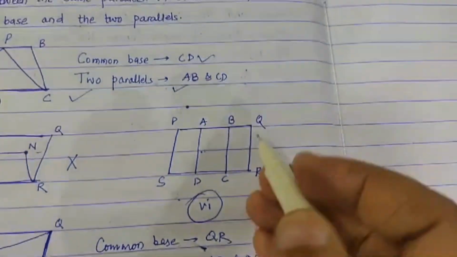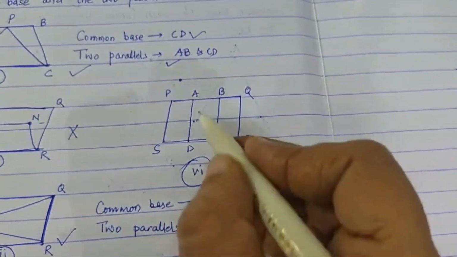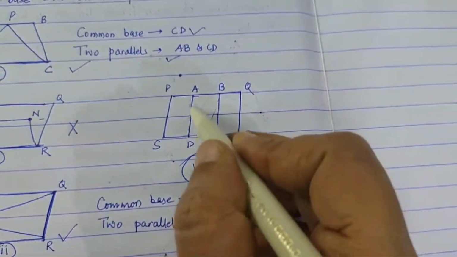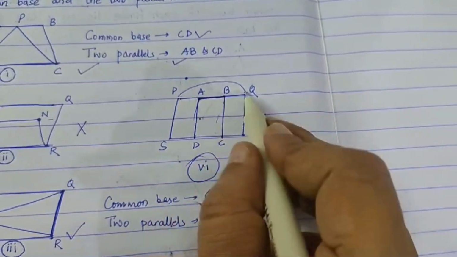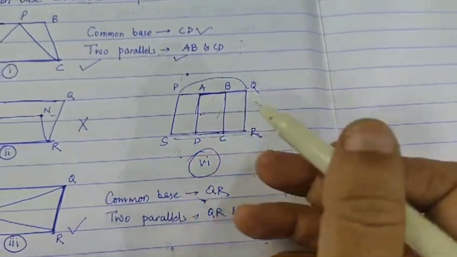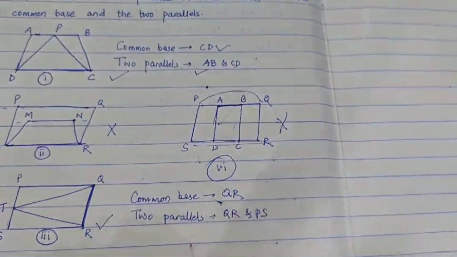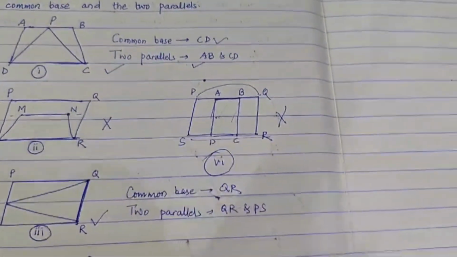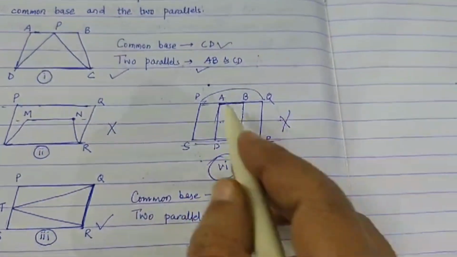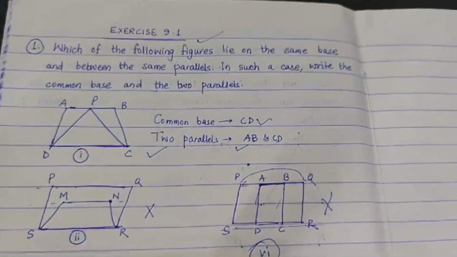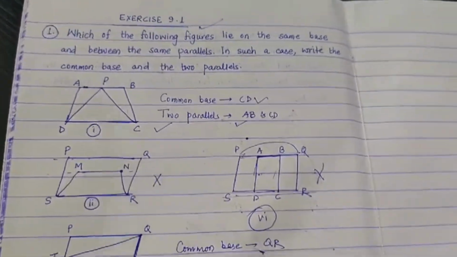Now let's consider this one. This cannot be a figure on the same base and between the same parallels, because this ABCD is lying somewhere else. AB and PQ are not common, DC and this are not common, so it will not be a case. By looking at the figure you can tell nothing is common, the base is also not common. The parallels are okay, but the base is not common. So I hope everything is clear now, and we will move on to the next topic in the next lecture.